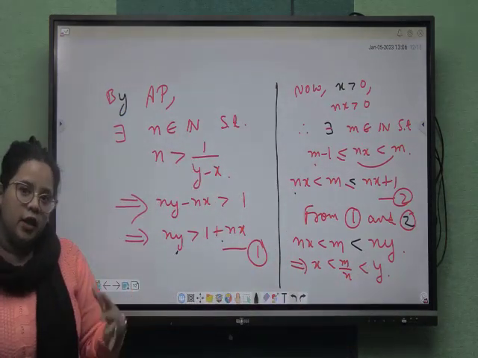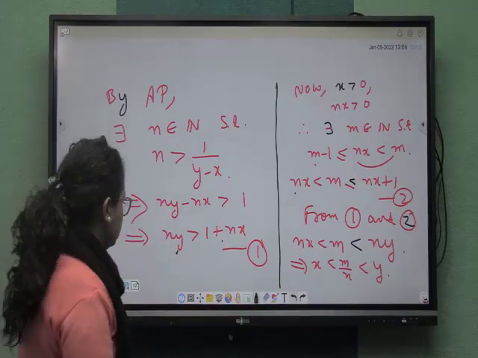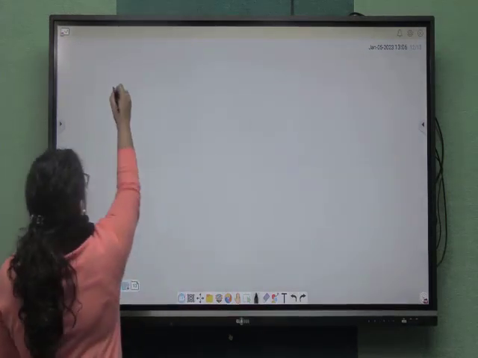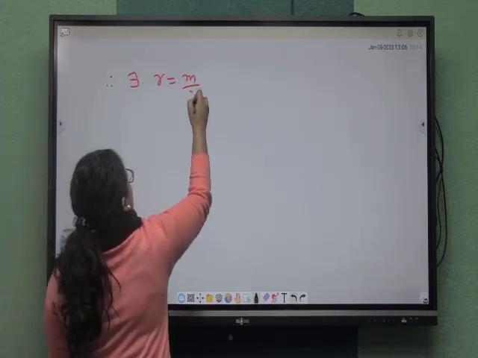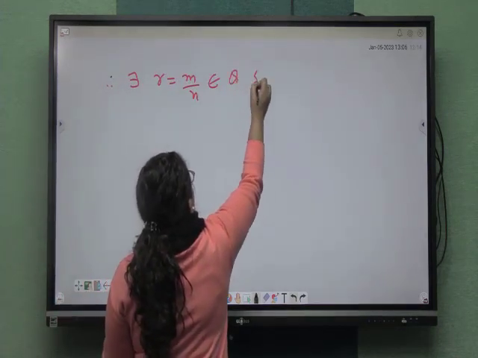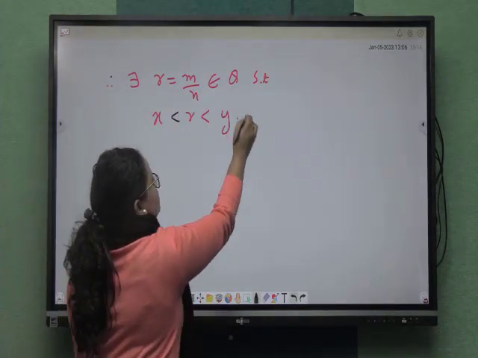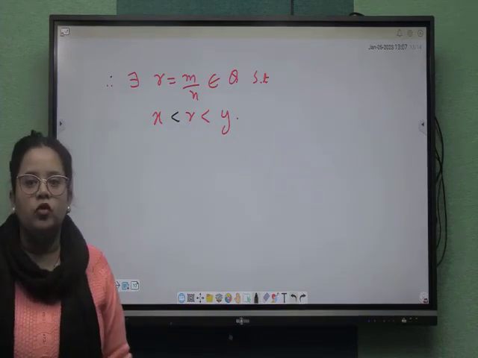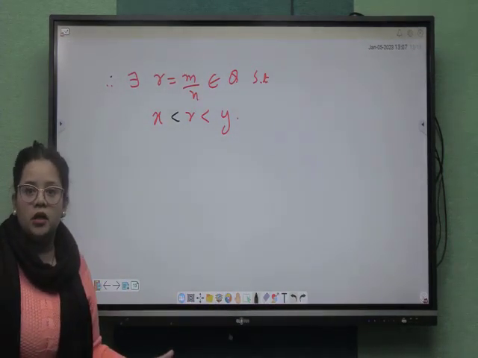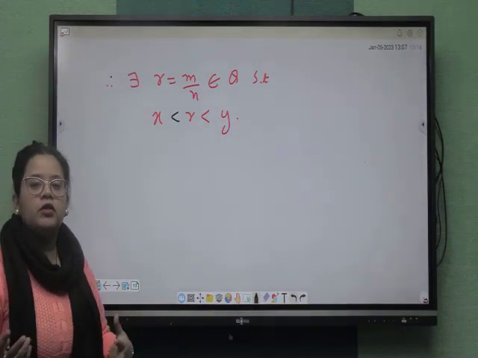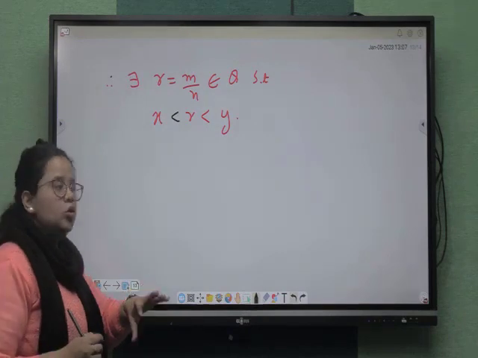Now you can see that m and n are natural numbers. m by n should be a rational number. So therefore there exists r equals m by n belonging to Q such that x is less than r is less than y. That was what we had to prove. But x could be any real number. So we have considered the case when x is greater than 0. Now we will do the case when x is less than or equal to 0.